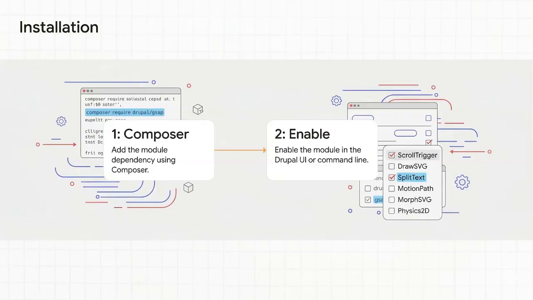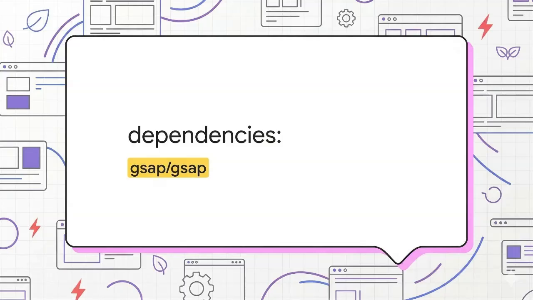Okay, and this piece of code really gets to the why of using the module. Once installed, a developer goes into the theme's library definition file. You see that dependencies section? They declare GSAP/GSAP right there. This tells Drupal, hey, only load the core GSAP library when this specific component is on the page. That targeted approach is the secret sauce. It's what guarantees you're not loading unnecessary code, and it's what keeps everything so efficient.